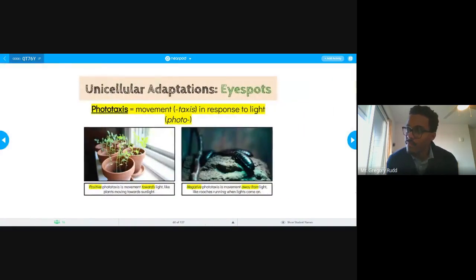All right. But positive phototaxis is pretty common. In fact, if you have any plants in your home, you probably can see these plants eventually moving themselves towards the sunlight, which is why it's a good thing to rotate your plants so that all sides of the plants can get access to sunlight. If you don't do that, then eventually the plant will be so bent towards the light that the leaves on the backside will start to die off. They're not getting enough sunlight.